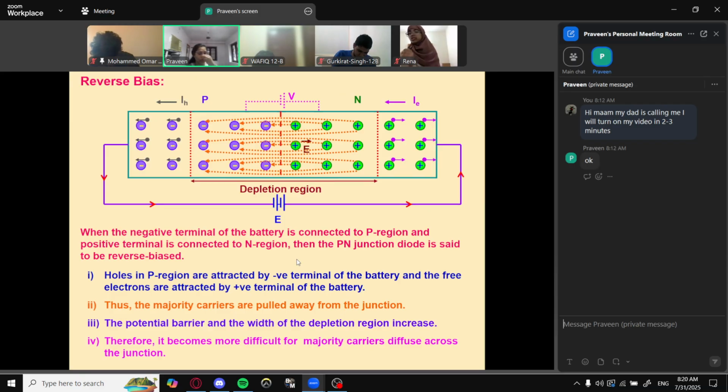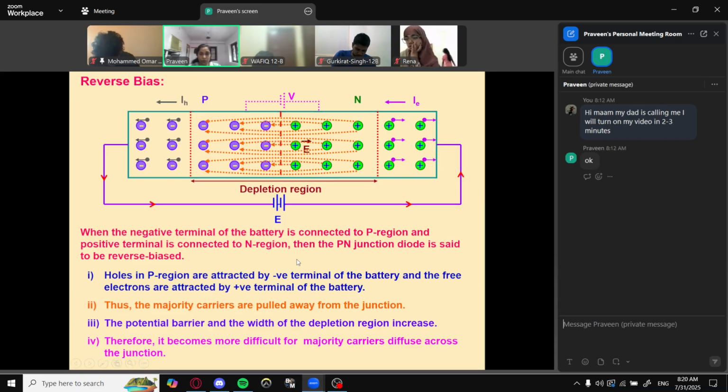And this minority current is very small because these minority charge carriers are very less in number. So the current due to these minority charge carriers will also be very less. Write down the points. Then I will be skipping on to the next points.